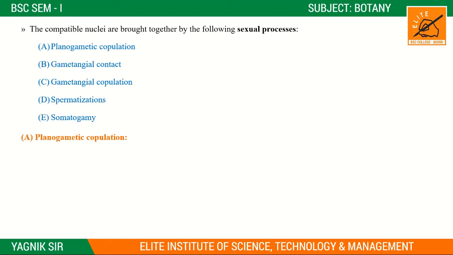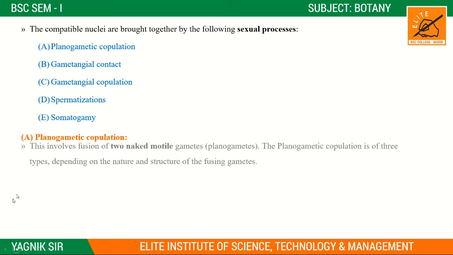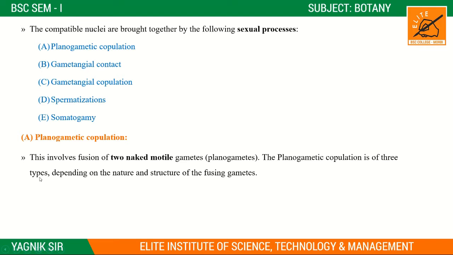So first, planogametic copulation. What is the meaning of this term planogametic copulation? It involves the fusion of two naked motile gametes.